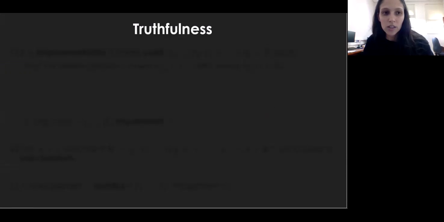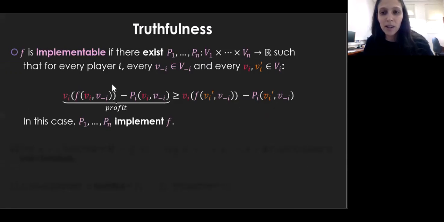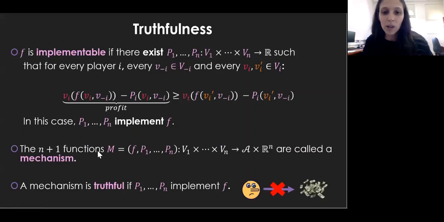Okay, so we call a function implementable if for every player, if you fix the valuations for all the other players, the player always maximizes his profit by bidding his true value and not some other value. And in this case, we say that the payments P1 to Pn implement the function f. And we call a function combined with the payment scheme for all the players a mechanism. And we say that the mechanism is truthful if P1 to Pn implement the function f.